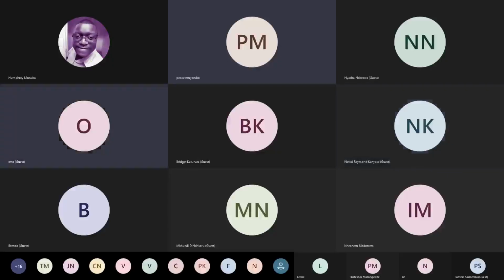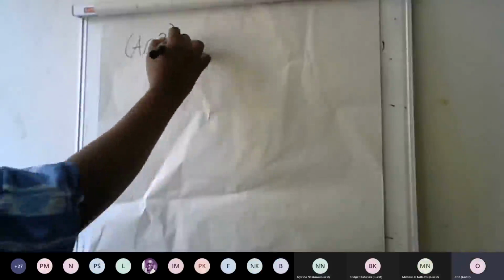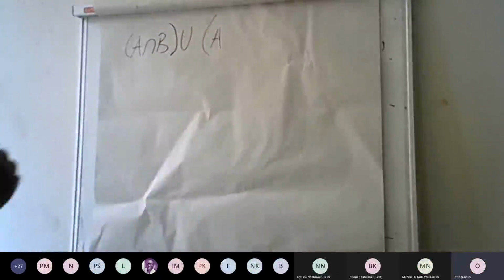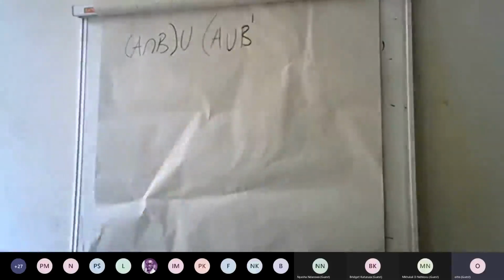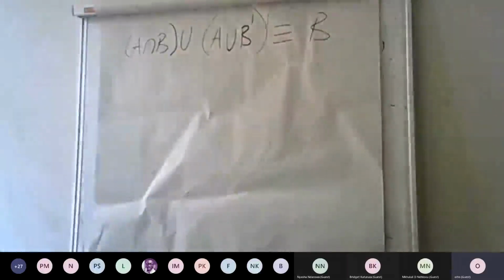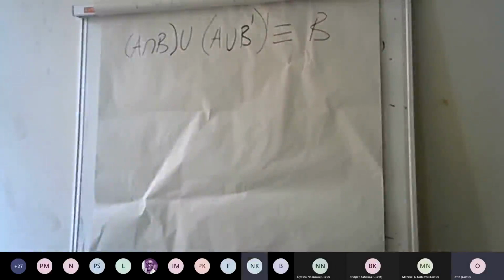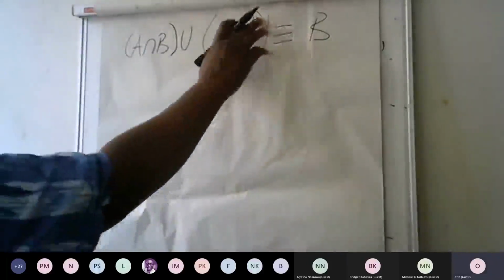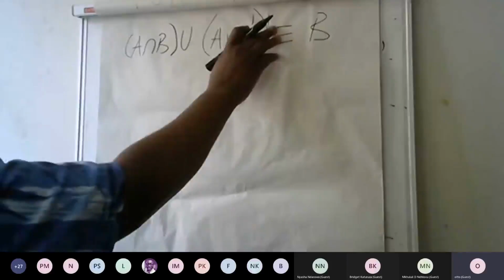Use set theory laws to prove that (A intersection B) union (A union B) complement is equivalent to B. Right? So in this instance, we have (A intersection B) union (A union B) complement is equivalent to B.